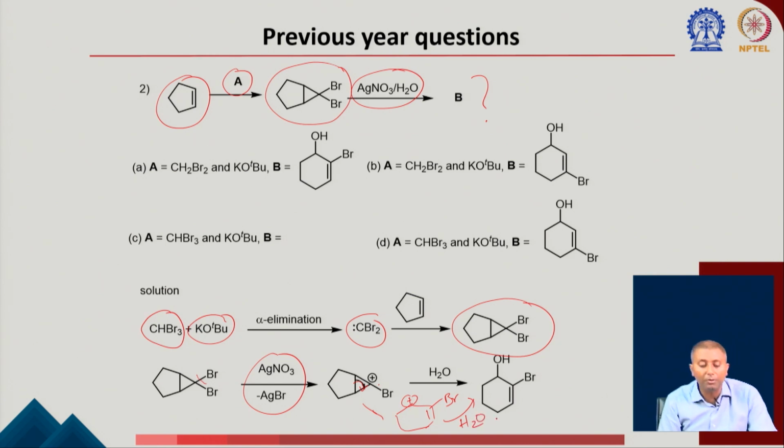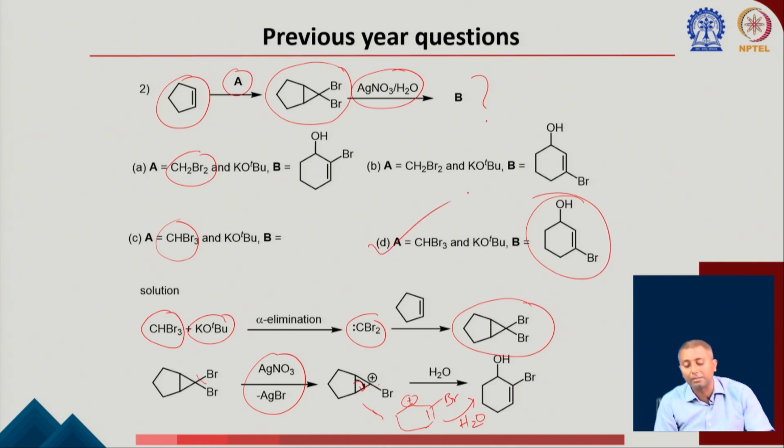So now we have to look for the answer. I think in some of the cases they have given CH2Br2. It is not going to be the choice. So you have to look for somewhere where you have CHBr3, and then you have to look for the structure of B. So the structure of B will be this one, correct? So you can see the answer D will be your right answer.